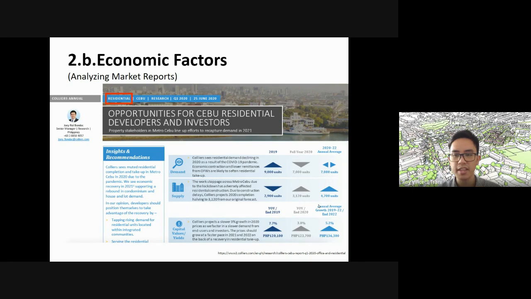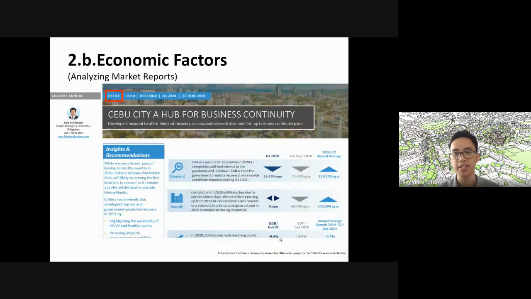And mostly what's leading this incentive to build more housing supply is not the demand, but the price. So you see here their estimates in 2019, 2020, and 2022, the price is increasing. Colliers projects a slower 3% growth in 2020 prices. As we factor in a slower demand from end users and investors, the prices should grow at a faster pace in 2021 and 2022 on the back of a recovery in residential take-up. And I think that is accurate. I think people are still willing to pay for quality houses, especially if they can afford it.